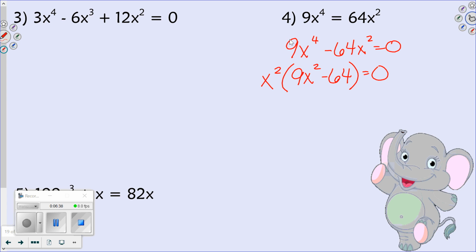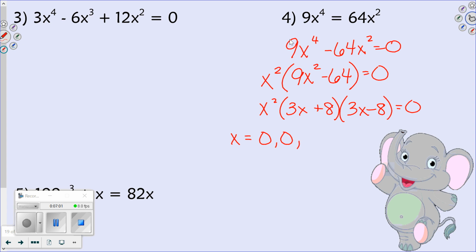And then how does that factor now? 3x plus 8 and 3x minus 8. Those are my favorites. So what do we get for answers? x equals, what's baby brother give me? 2 zeros. And then what about those factors?